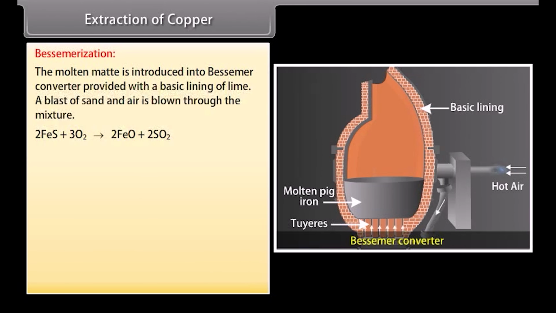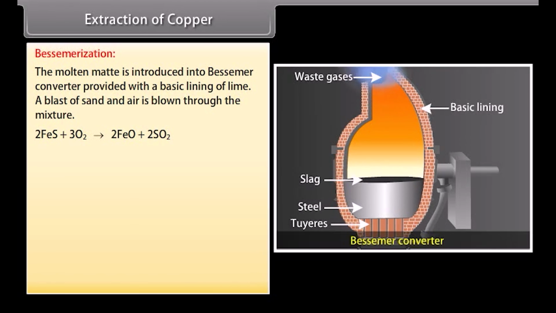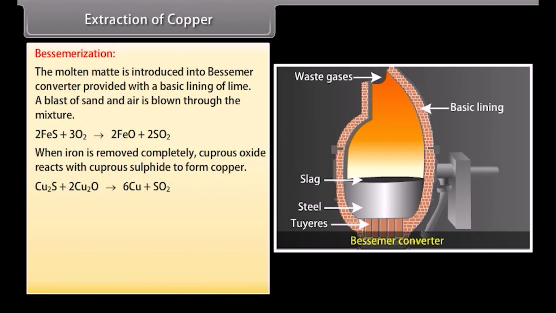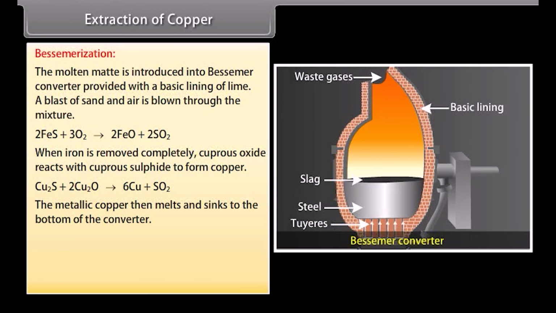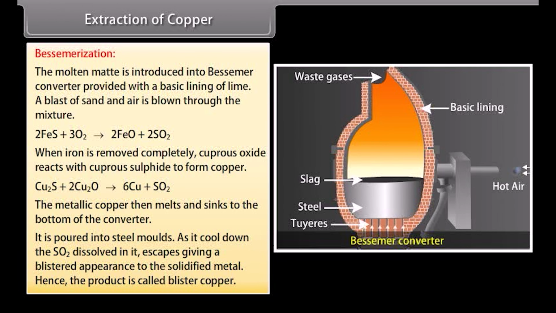Bessemerization. The molten matte is now introduced into a Bessemer converter provided with a basic lining of lime. The blast of sand and air is blown through the mixture. FeO is removed as FeSiO3. When iron is removed completely, cuprous oxide reacts with cuprous sulphide to form copper. The metallic copper then melts and sinks to the bottom of the converter. It is poured into steel molds.